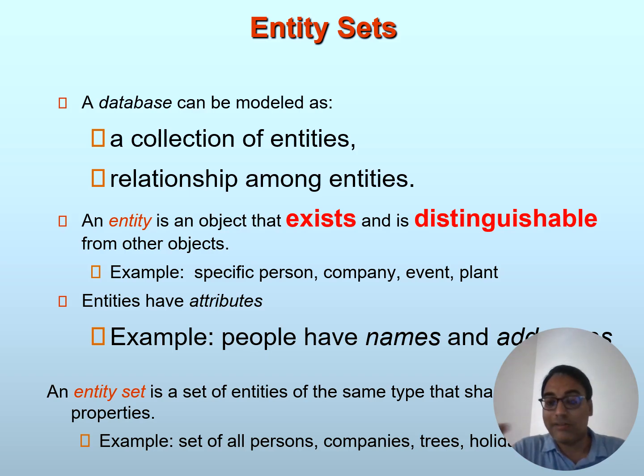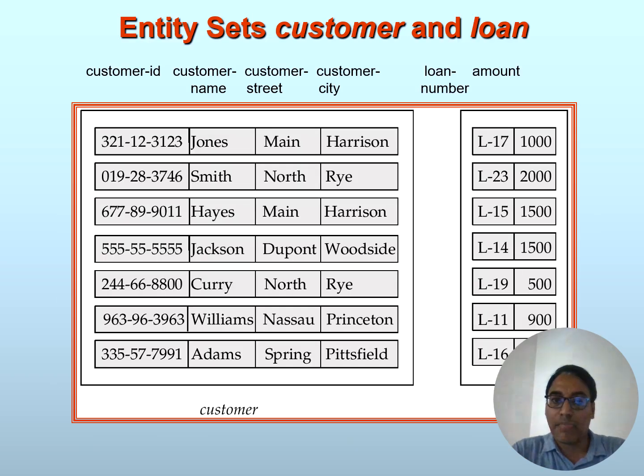Entity set. Hotel is one entity, but when I am calling it hotels, that becomes the set of entities of the same type with the same attributes, same thing. The values may be different. We are not bothering about values, but like that you will understand how things are modeled in the database.